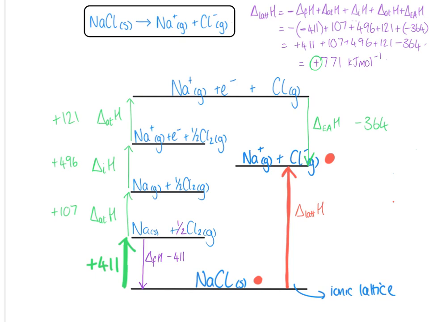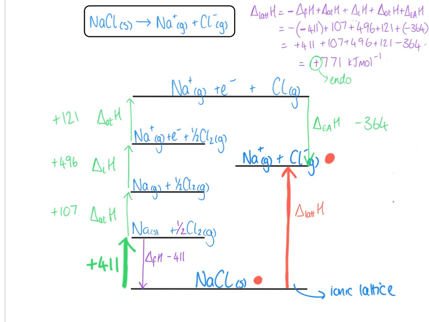You need to include the plus sign to show that this is an endothermic change, and lattice enthalpy will always come out as a positive value, and that's because we've got to put energy in to break the lattice into the gaseous ions. So your final answer should always be positive. And that's how you construct a Born-Haber cycle and use it to calculate the lattice enthalpy.